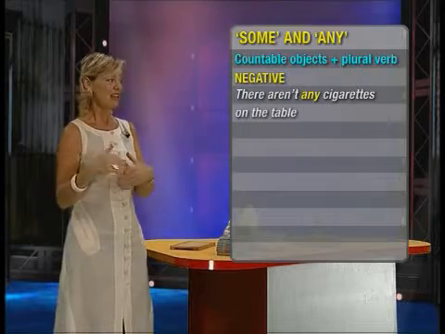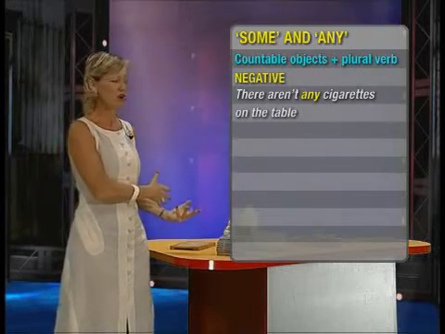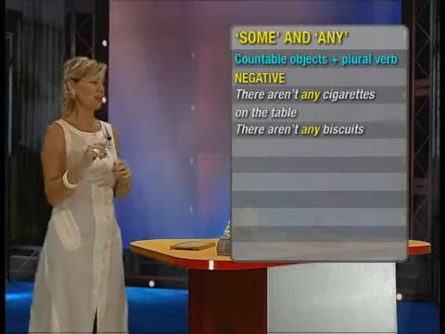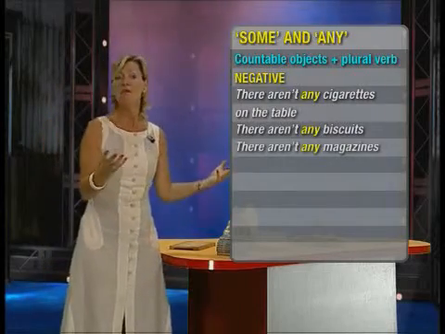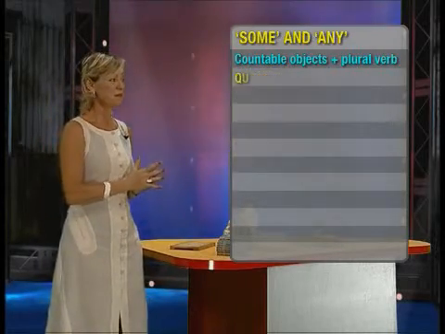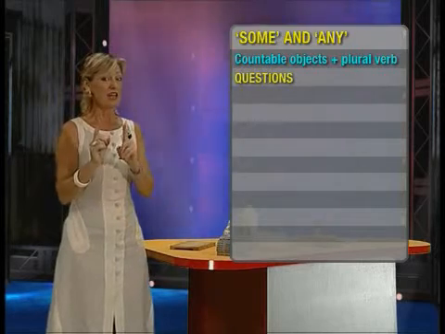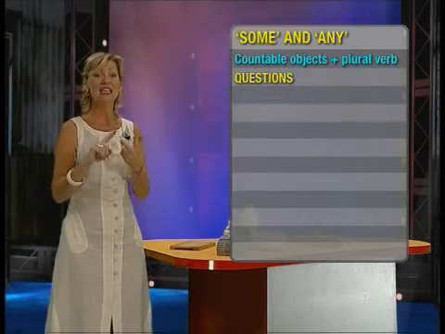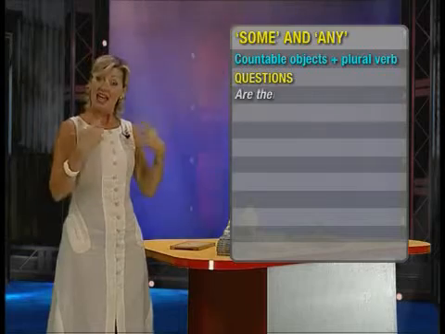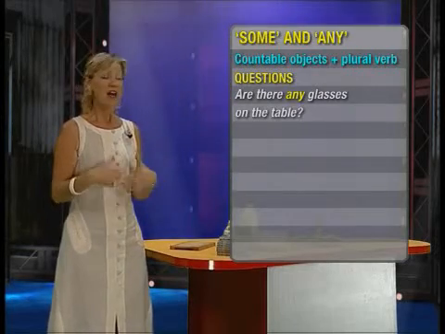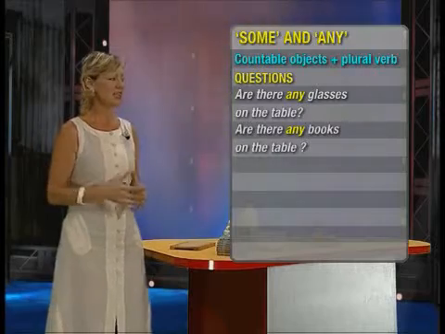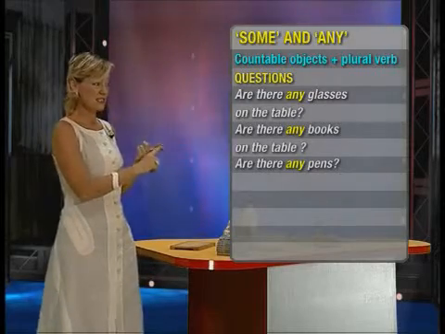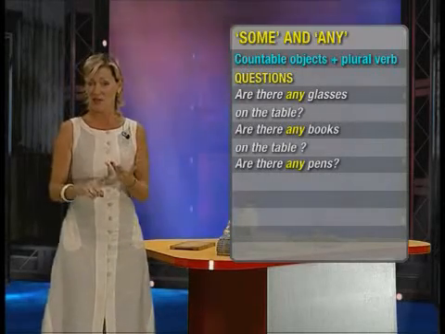Now the negative is there aren't any. We use any. There aren't any cigarettes on the table. There aren't any biscuits. Important. Any for the negative. There aren't any magazines, for example. All right? Now, questions. Here again, we use the word any. We use any in the negative and any in the questions. So, are there any glasses on the table? Are there any books on the table? Are there any pens? All right, so some in the positive, any in the negative, and the question form.